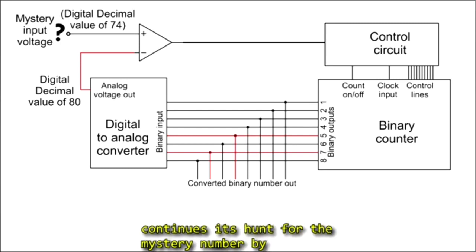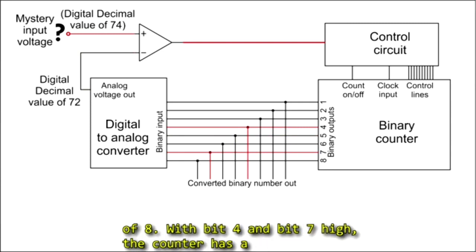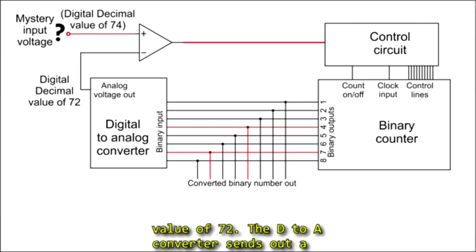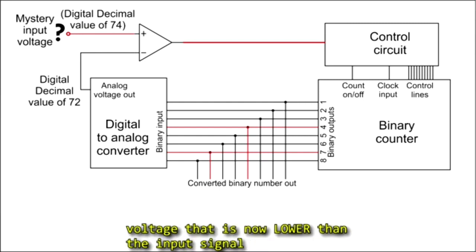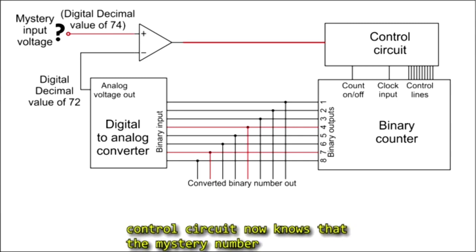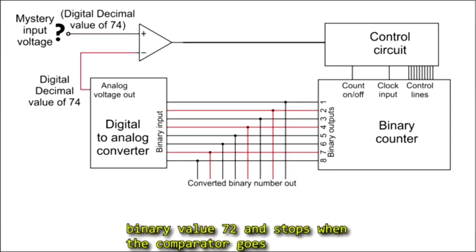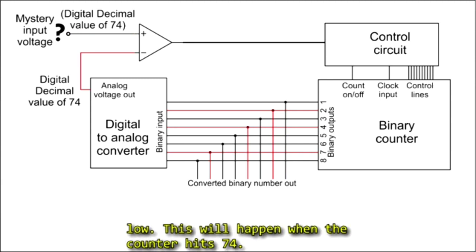The control circuit continues its hunt for the mystery number by clearing bit 5 and setting bit 4, which has a value of 8. With bit 4 and bit 7 high, the counter has a value of 72. The D-to-A converter sends out a voltage that is now lower than the input signal voltage, so the comparator goes high, and the control circuit now knows that the mystery number is higher than 72. The control circuit now just triggers the counter to start counting up from binary value 72 and stops when the comparator goes low. This will happen when the counter hits 74.